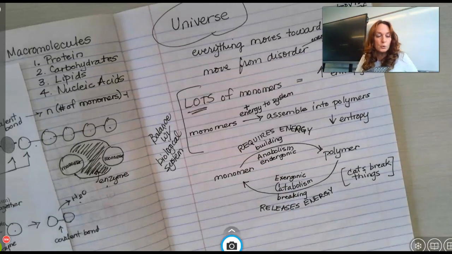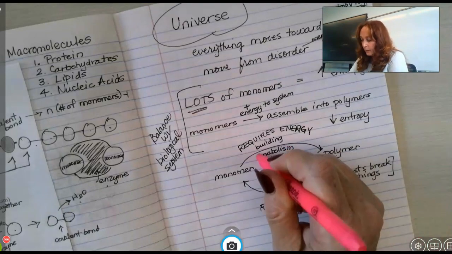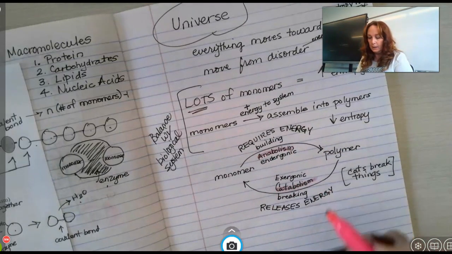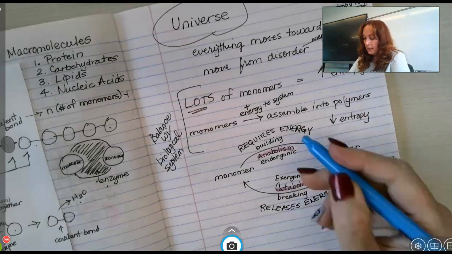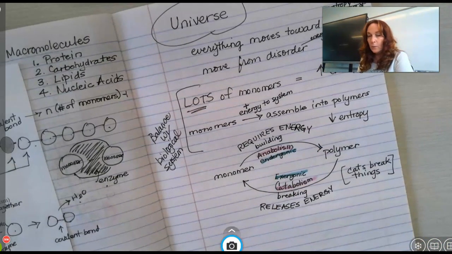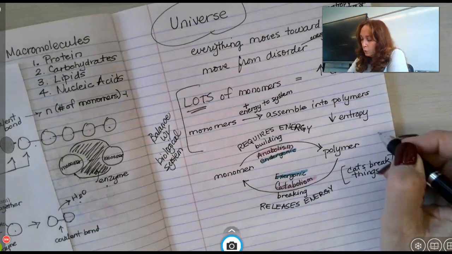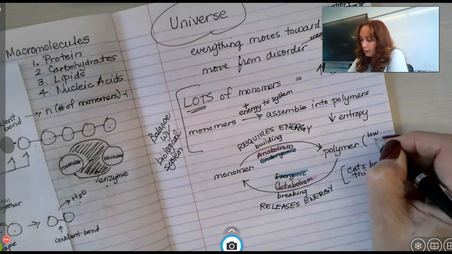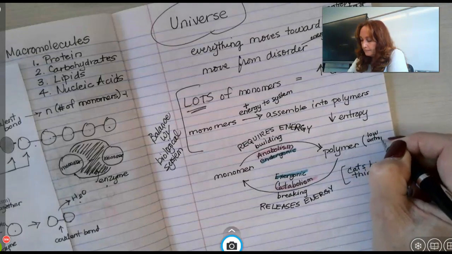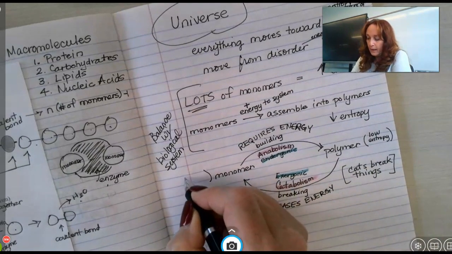So the words we need to actually pay attention to: anabolic, catabolic, endergonic, exergonic. So that when we see those words, we know. Now, let's add one more little piece of information on here. When you become a polymer, you have low entropy. When you have monomers, you have high entropy.